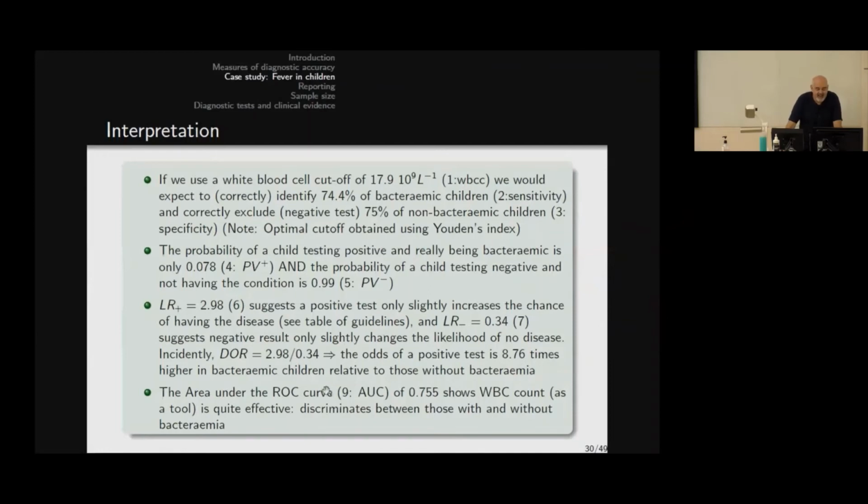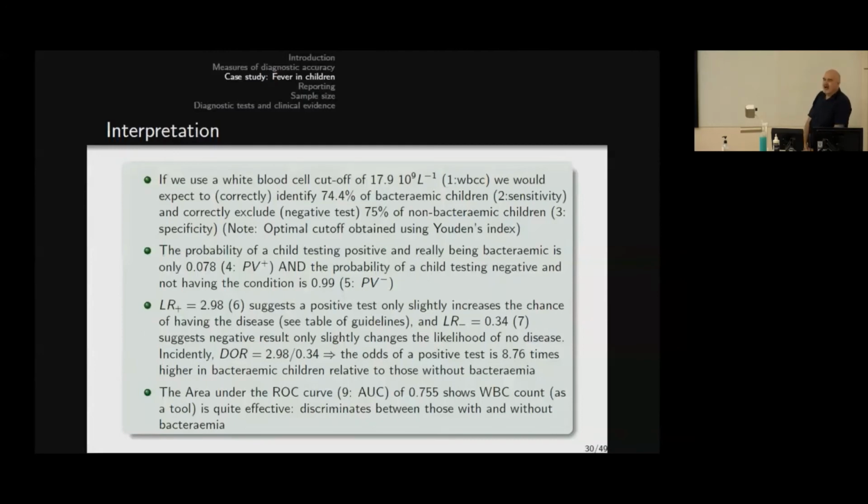The area under the ROC curve is 0.755, which shows that white blood cell count as a tool, not this particular cutoff, but as a tool overall, is reasonably effective at discriminating between those with and without a bacterial infection. Now, I do want to make a point here, and this is where I disagree with general practice when it comes to this.